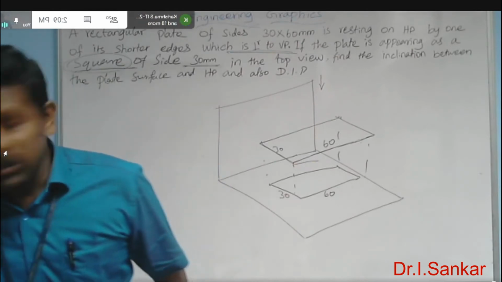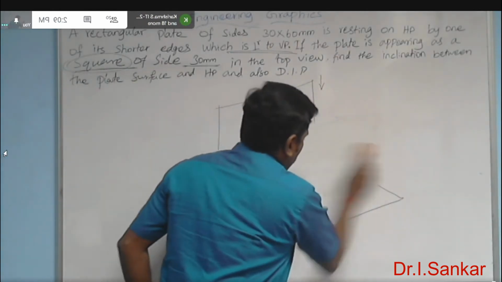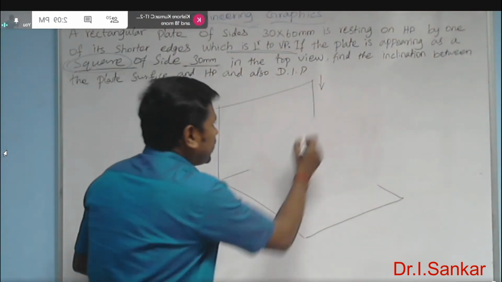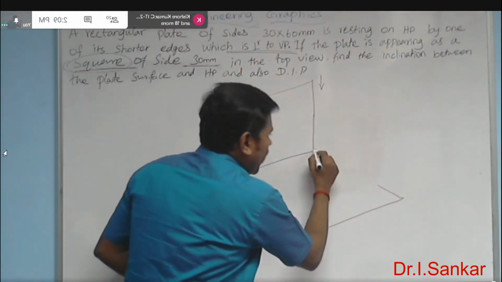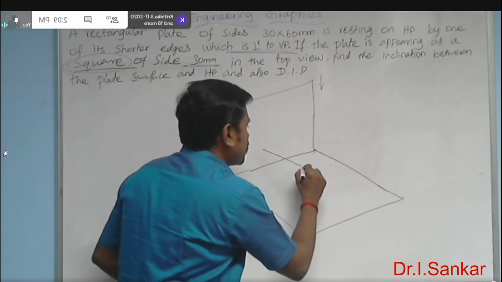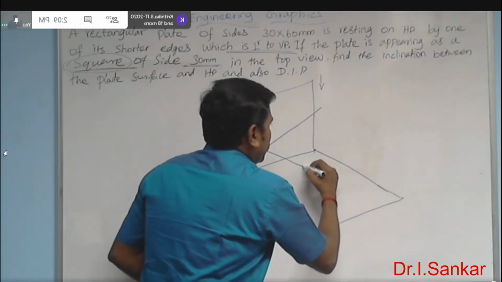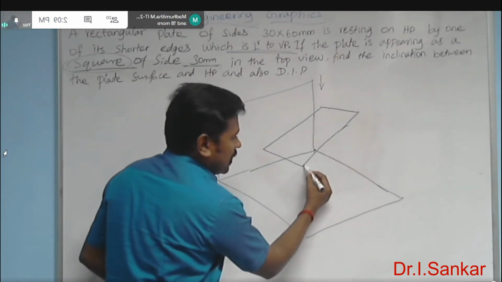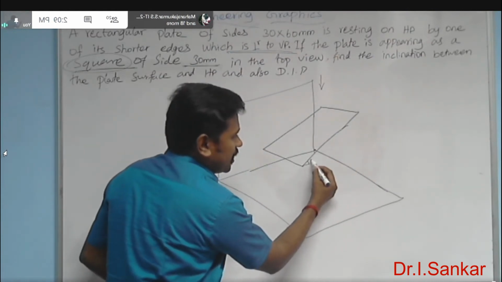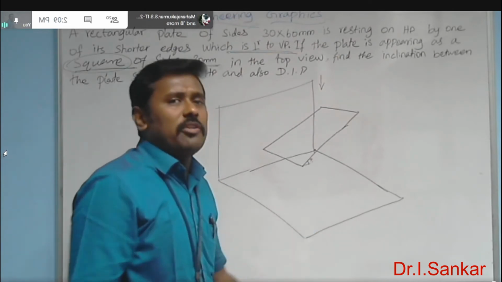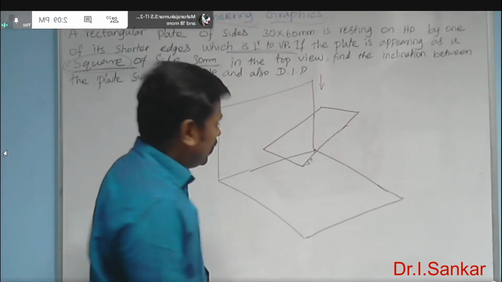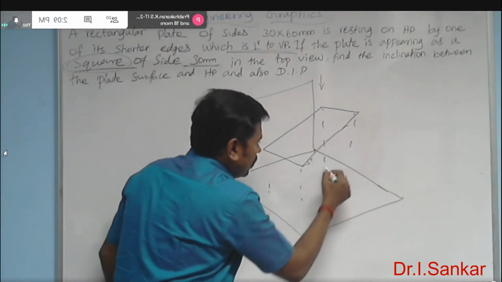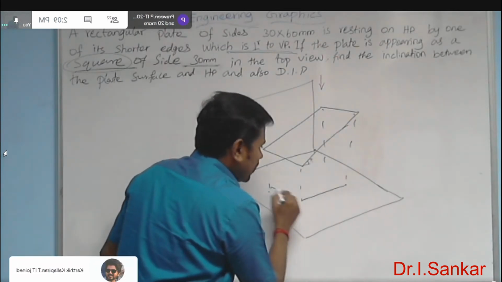what will happen actually? Instead of making the surface of the rectangle parallel to HP, I am now including some inclination to the surface of the rectangular plate and the horizontal plane. Maybe the angle 30, 40, whatever it may be. Even 1 degree is also an inclination only. So what will happen? Again you are projecting it. Again you can get a rectangle.